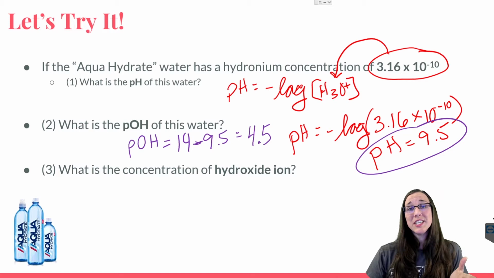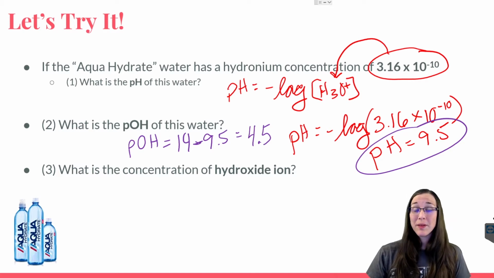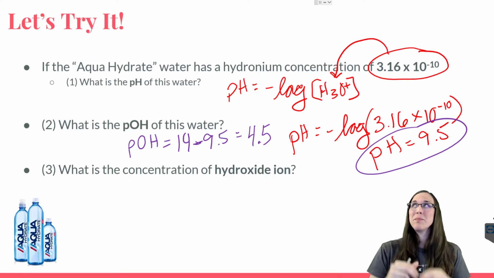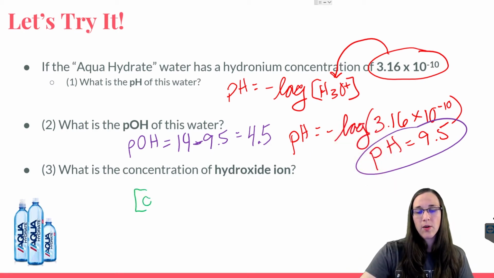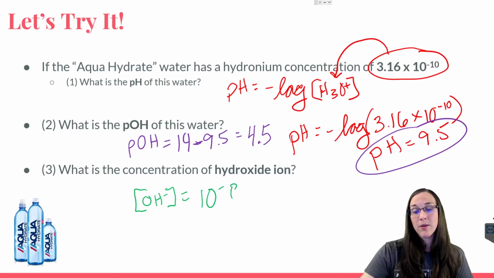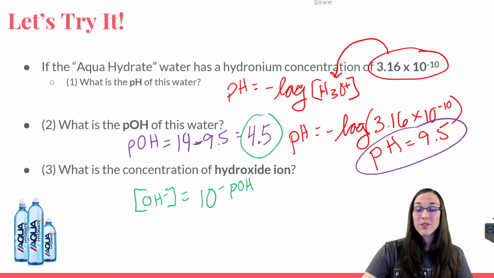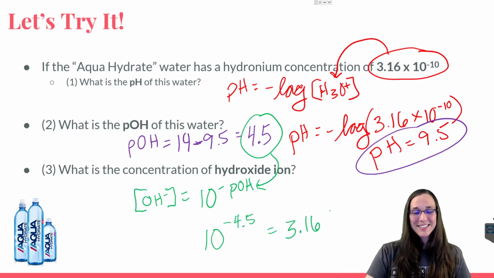Lastly, what is the concentration of hydroxide ion? Well, we have the pOH and we have the pH. We need to solve for the hydroxide ion concentration. Remember, when we're talking about concentration, think brackets. So hydroxide ion would be brackets OH minus. We need the equation that solves for bracket OH minus. That happens to be 10 raised to the negative pOH. We're just going to take our pOH from before, 4.5, and plug it in there. In our calculator, 10 raised to the negative 4.5 gives us a value of 3.16 times 10 to the negative 5 molar. Remember, this is a concentration, so don't forget your units of molarity.